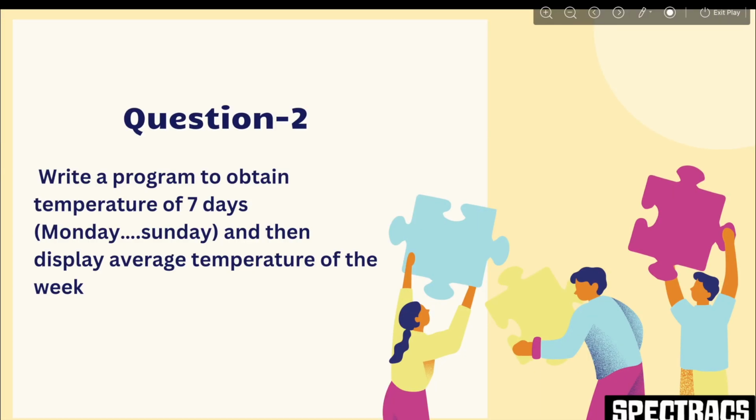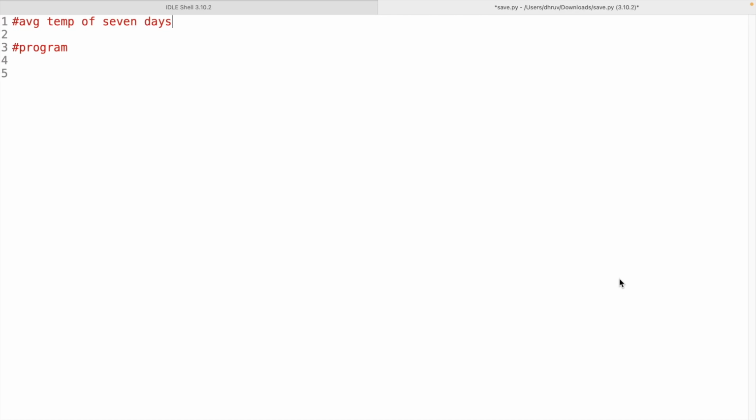Write a program to obtain temperature of 7 days and then display the average temperature of the week. So in this question they have asked us to find the average temperature for the 7 days, which we are going to take the temperatures from the user. So first let us get the inputs of the 7 temperatures. So we can keep it as variables A, B, C, D, E, F and G.